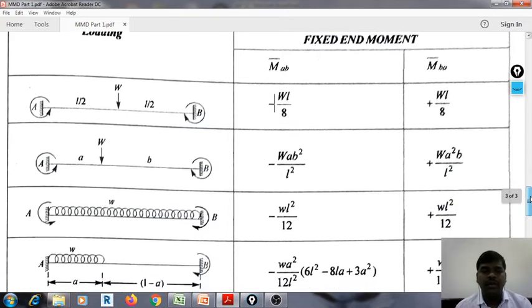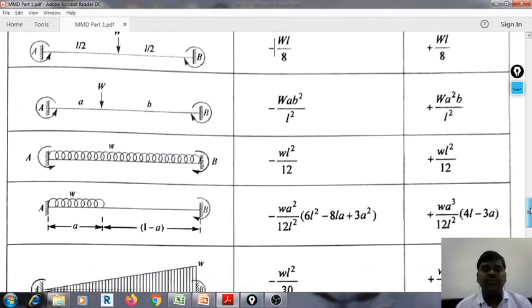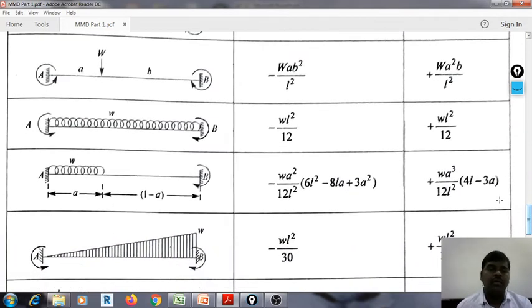Coming to the third one, if it is a UDL of w kilonewton per meter run, then M bar AB will be minus w L square by 12, and M bar BA will be plus w L square by 12. That small w will be small w only, but not capital W. What is capital W? Capital W is nothing but small w into overall length. So please don't get confused when UDL is used, and in most of the problems UDLs are considered for sure.